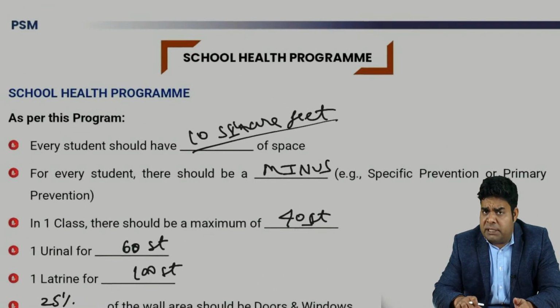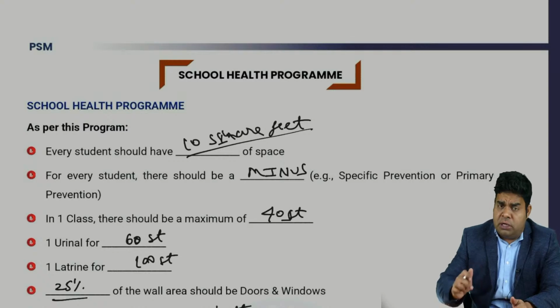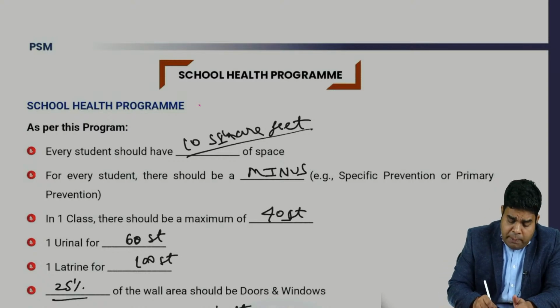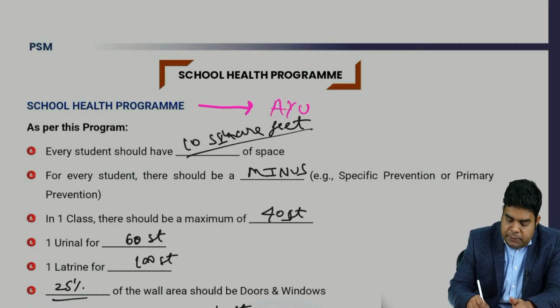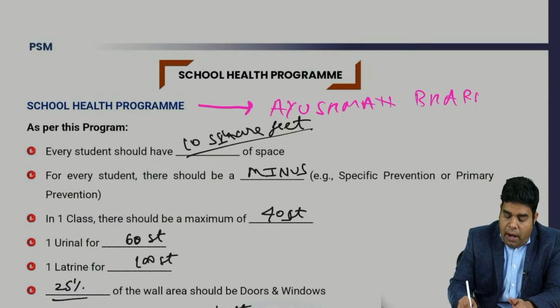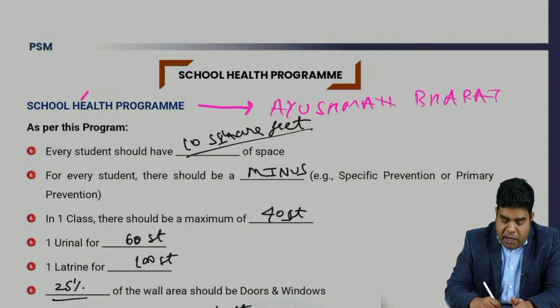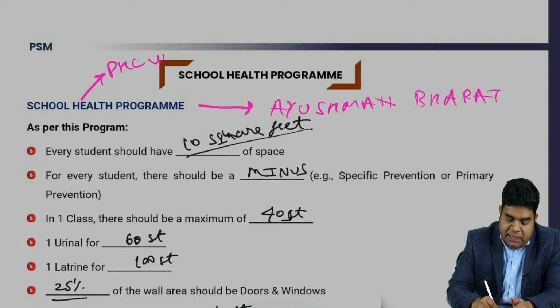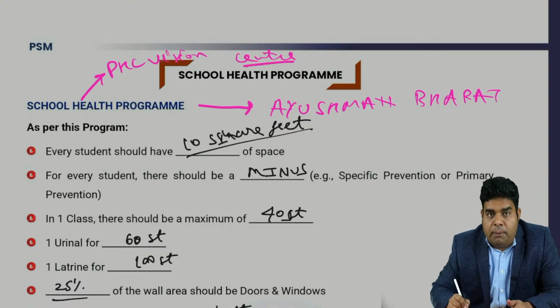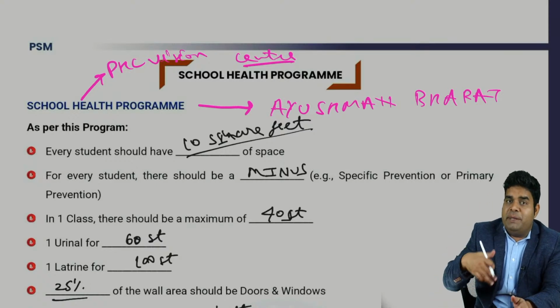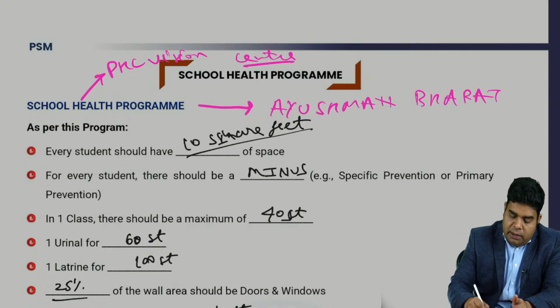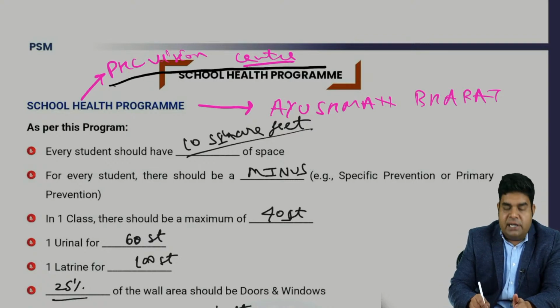School health program is a very frequently repeated question these days. Do remember, nowadays school health program also comes under Ayushman Bharat. And of course, along with Ayushman Bharat, the school health program also comes under PHC Vision Center. Because in a school health program, teachers go and screen for refractive error. And screening is the work of PHC. So that's why school health program comes under PHC Vision Center.